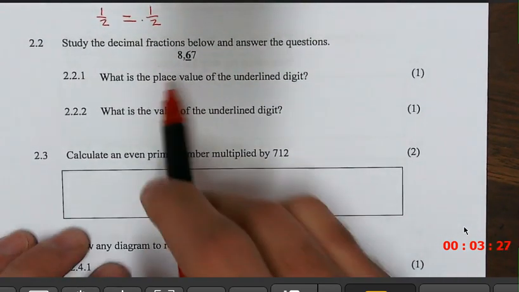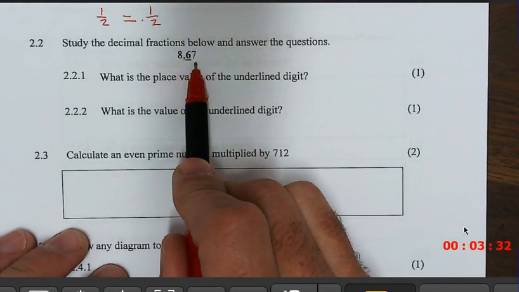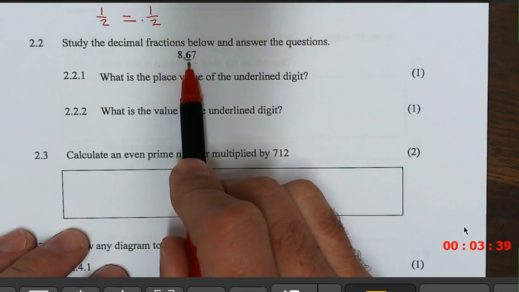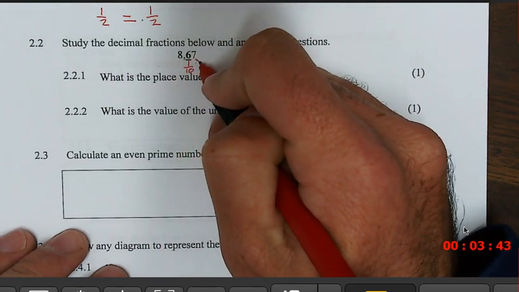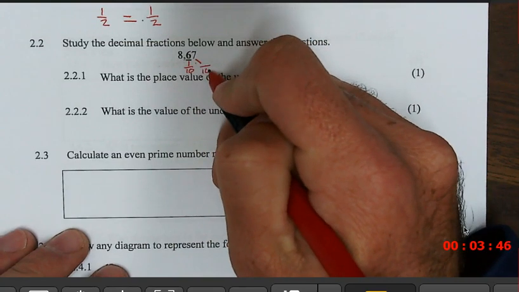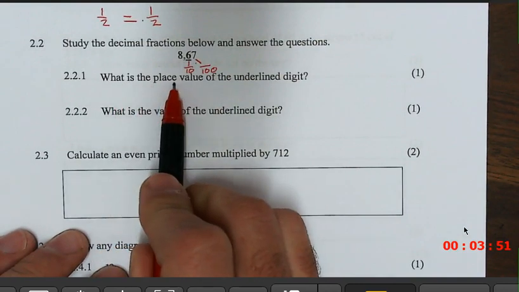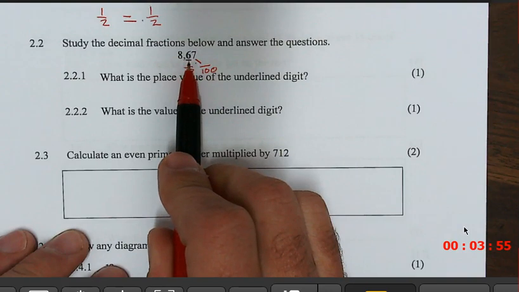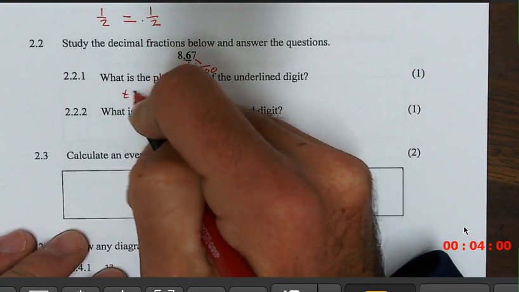2.2, study the decimal fractions below and answer the questions. 8,67. Okay, remember before the comma I have my whole number, so that's 8 units. First place after the comma is 6 tenths, and that will be 7 hundredths. Okay, now the question is, what is the place value of the underlying digit? Okay, now place value is the place where it's at, and as we said, it is at the tenths.